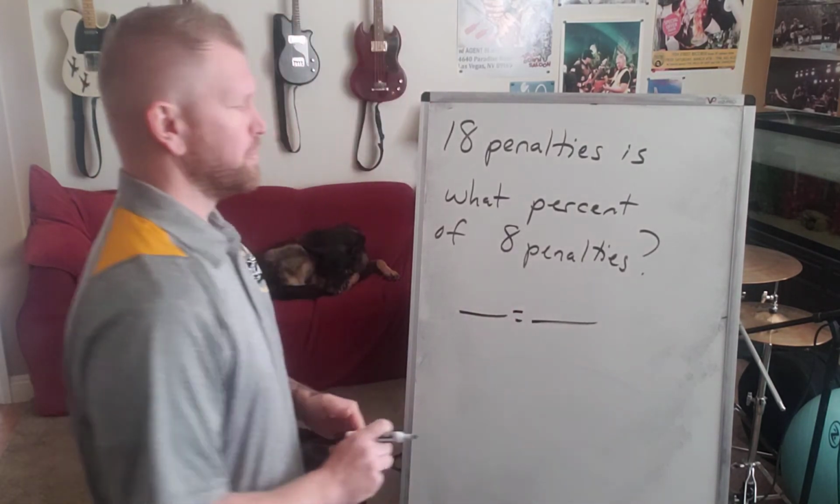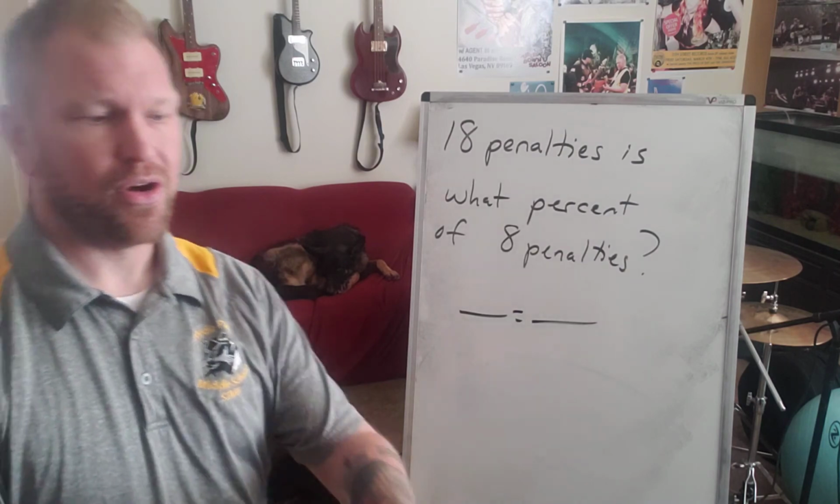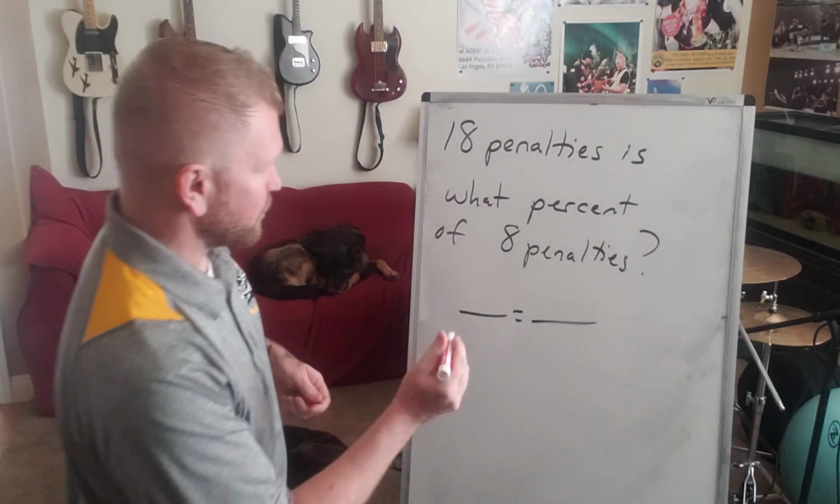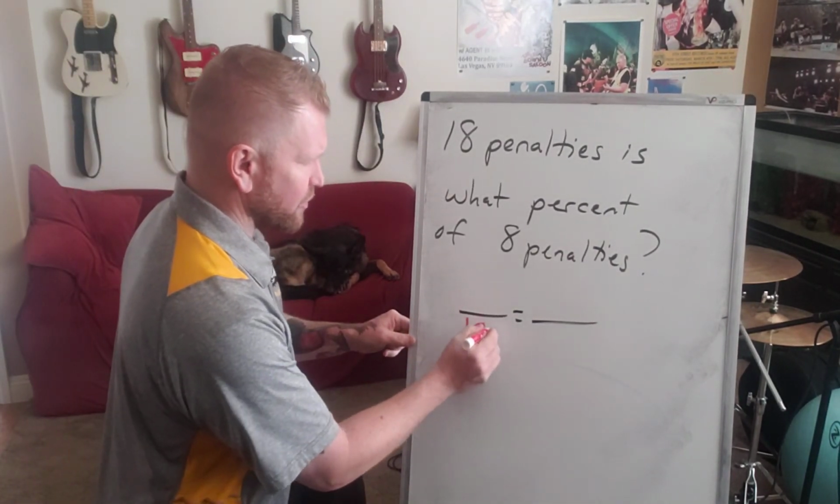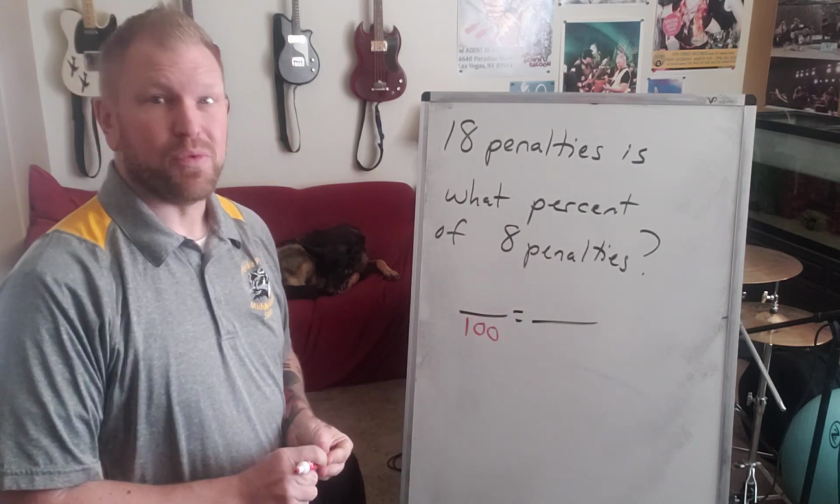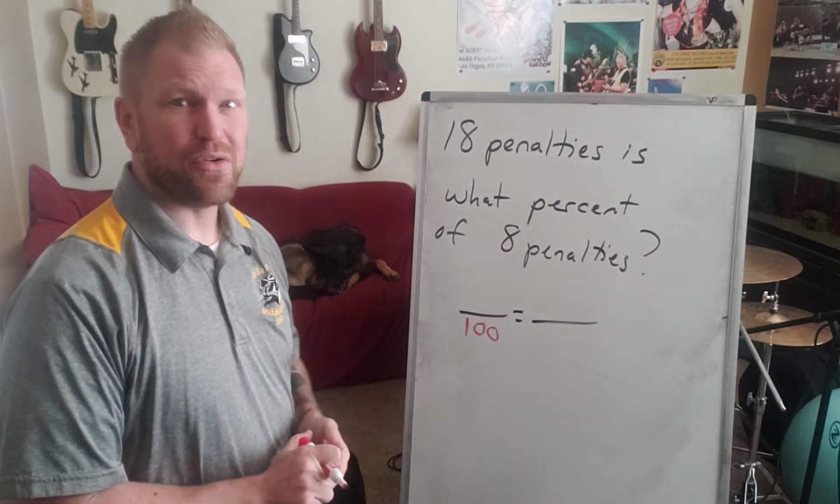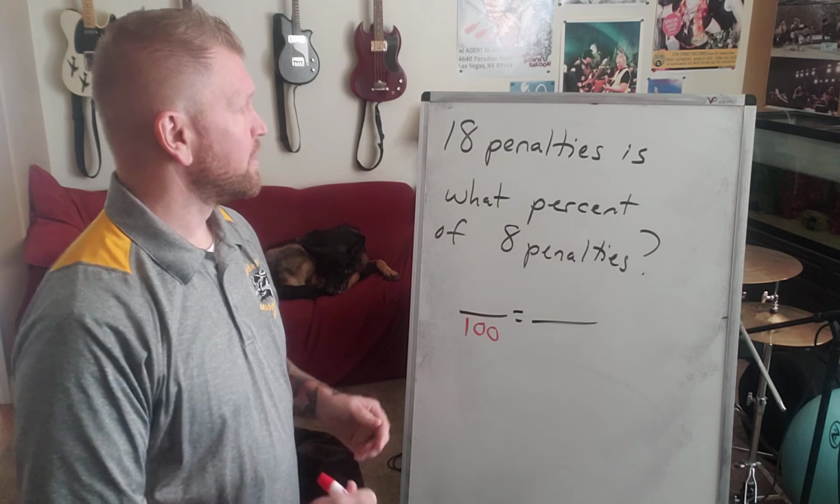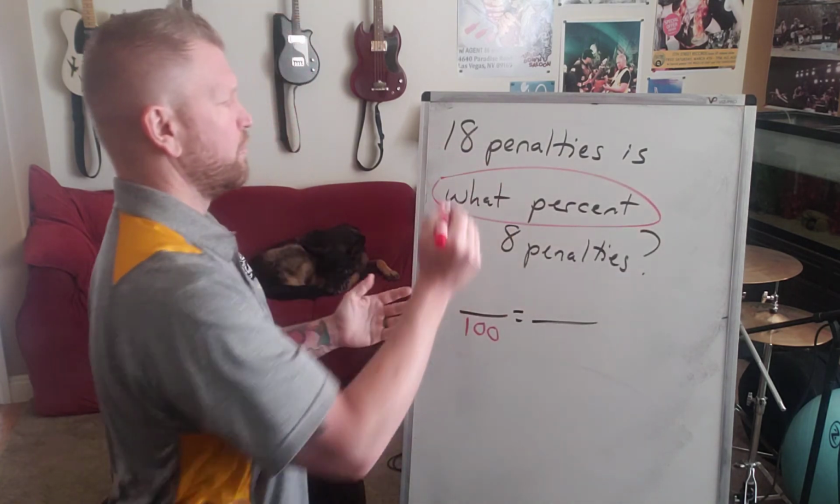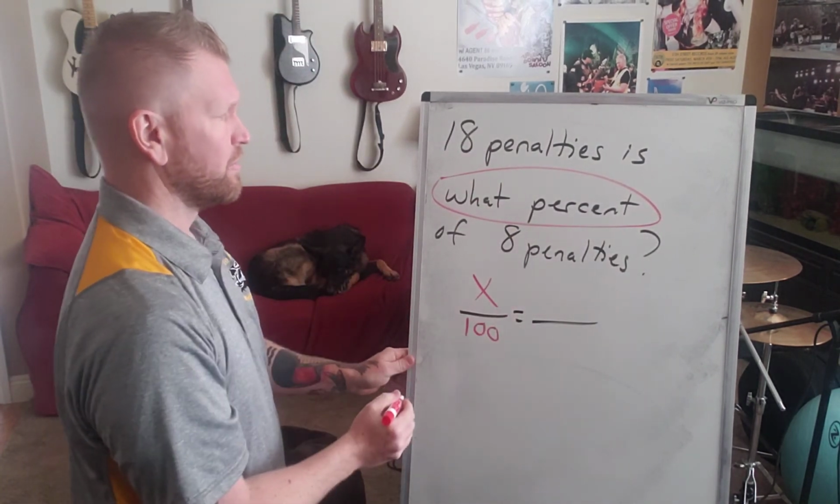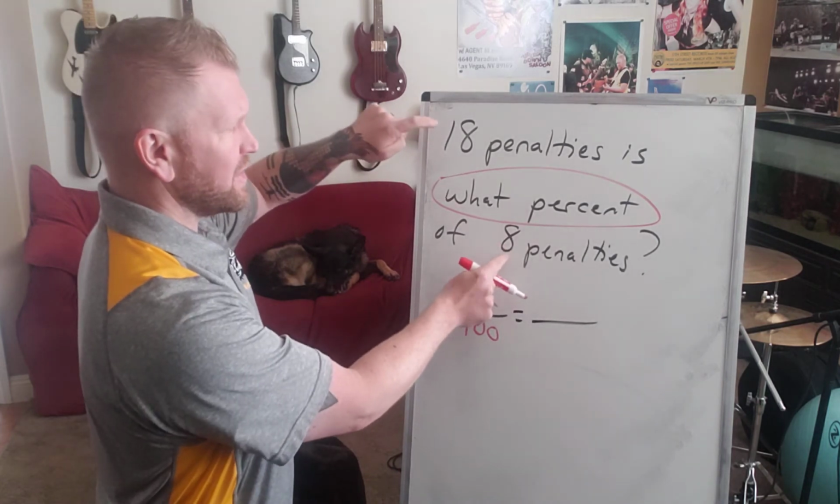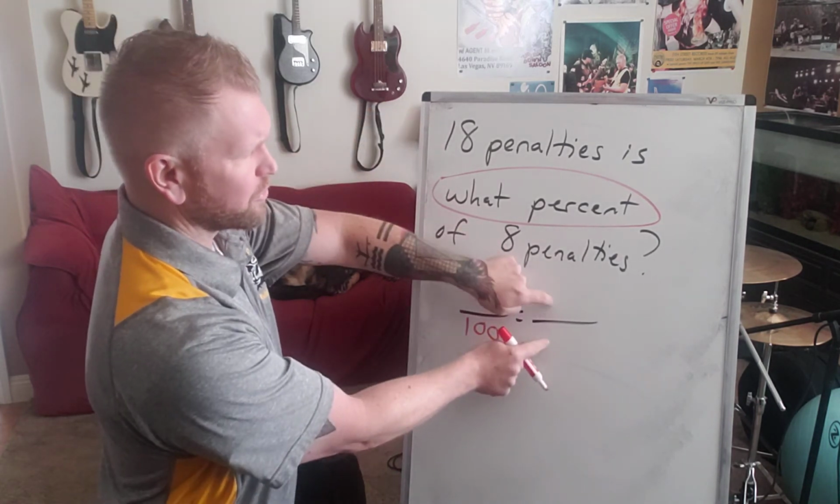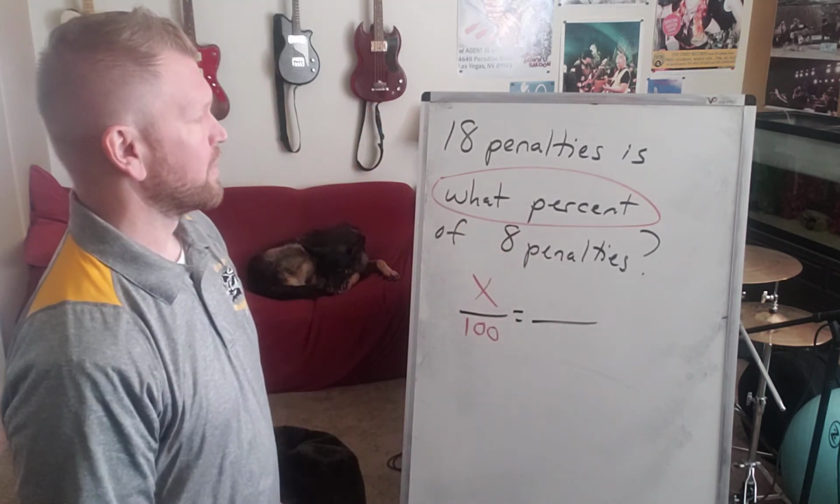To solve it, let's do percent over 100 equals is over of. 100 goes here. If we know the percent, it goes on top of 100. Do we know the percent? Is it 18, is it 8, or is it the missing number? We don't know the percent, it's the missing number. Which one of these is the is and which one's the of? Which one's the numerator, which one's the denominator?